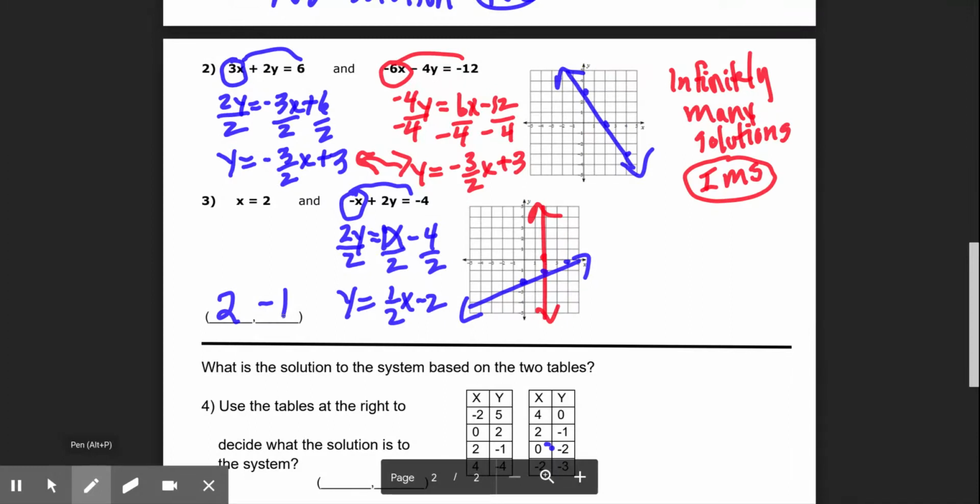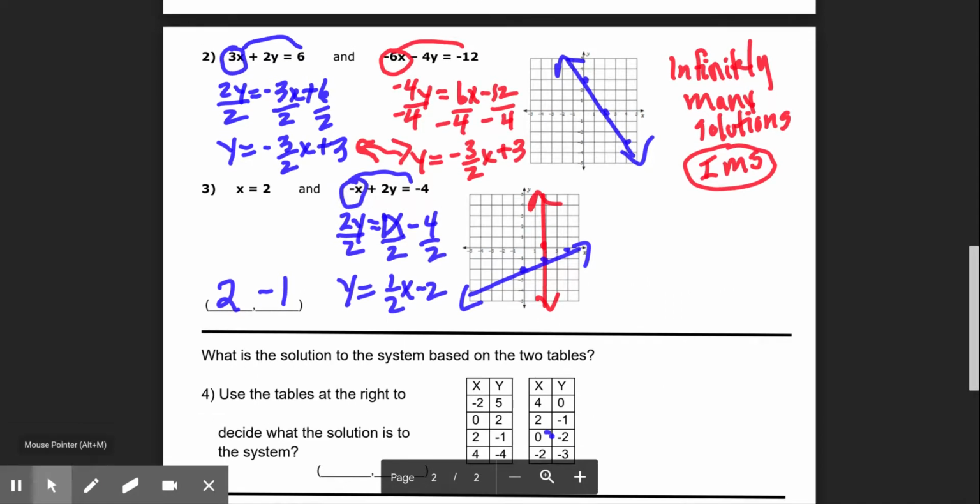And you could check it algebraically. You could put a 2 in place of x here. So right here, if you substitute the 2, so that would actually be a negative 2 plus 2 times your y. 2 times negative 1 is negative 2. Does that give you a negative 4? Yeah, negative 2 plus negative 2 is negative 4 equals negative 4. So that tells you that the ordered pair is correct.